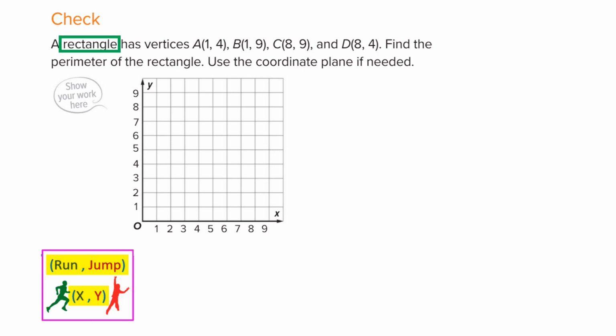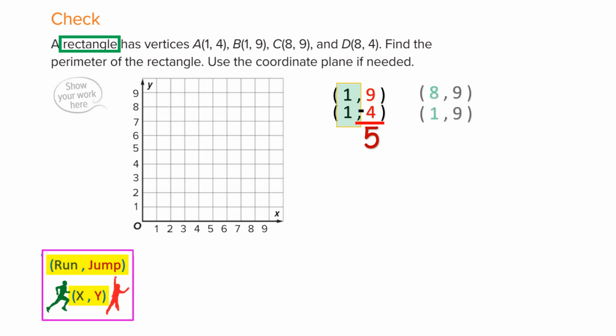So I chose for my rectangle to pair up A and B. I see that my x's are the same and my y's are different, and I want to put the largest y on top. So when my x's are the same, then I'm going to simply subtract the y's. 9 minus 4 gives me 5.